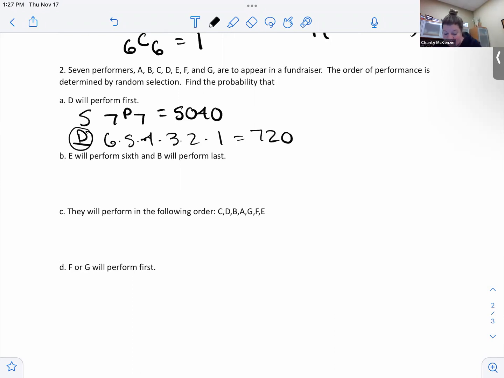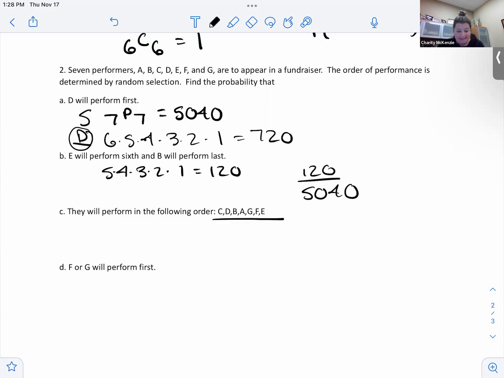E will perform 6th and B will perform last. So now we have 2 spots that are specific. That guy has to be here. That guy has to be here. How many are left? 5, 4, 3, 2, 1, right? So we would have 5, 4, 3, 2, 1 left. And then the other 2 are specific. So that's going to give me 120. So it's 120 out of 5,040.